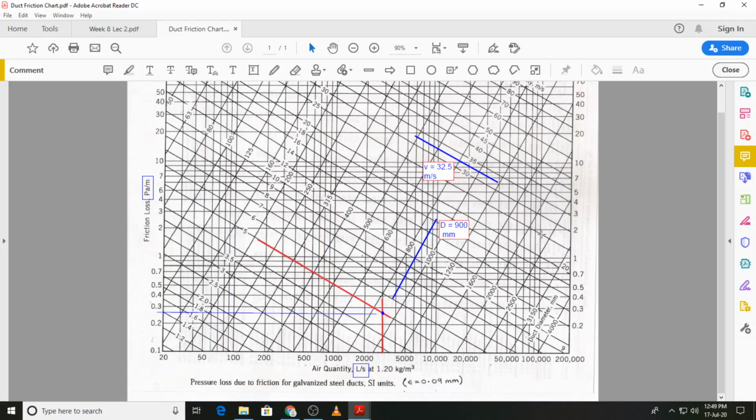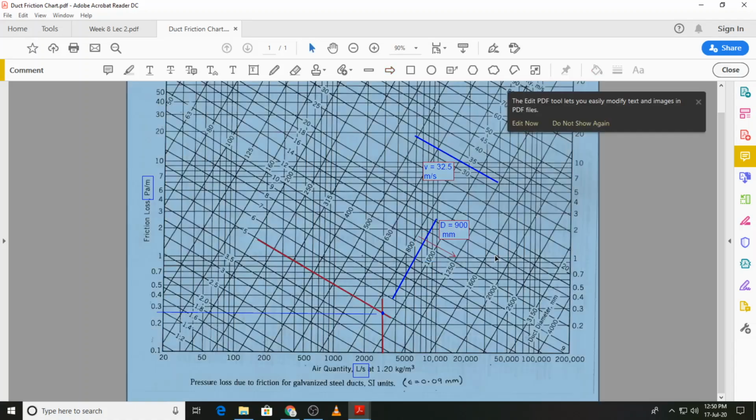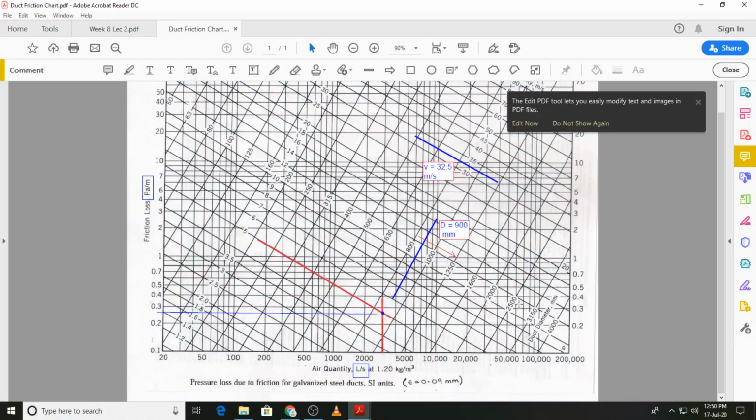Now we also have the duct diameter over here. You can see the duct diameters are increasing in this direction, and the values are given over here. So for example, this value that I've shown by this line over here is between 800 and 1000 millimeters, so it is around 900 millimeters. So the diameters are given in millimeters.